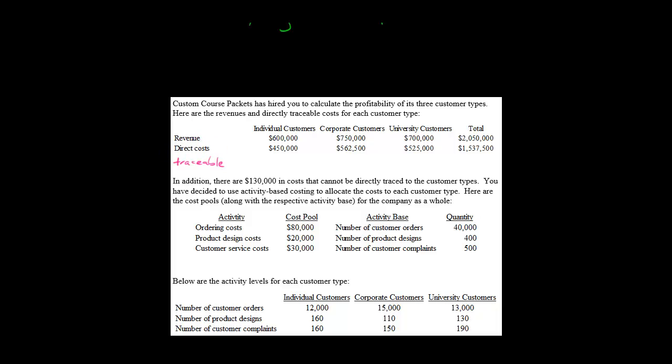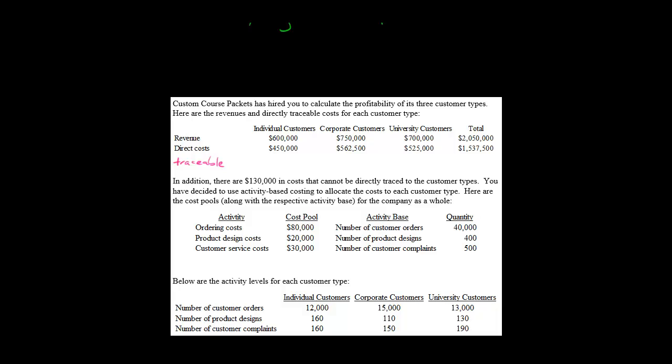Now, there are going to be other costs where we suspect that they are driven by a certain customer type, but we can't clearly trace them, and so they're going to be indirect costs, and that's where activity-based costing is going to come into play. We need to allocate those costs. So basically dealing with the indirect costs.